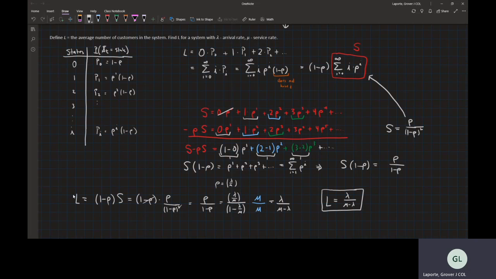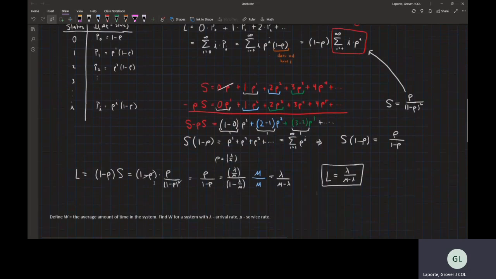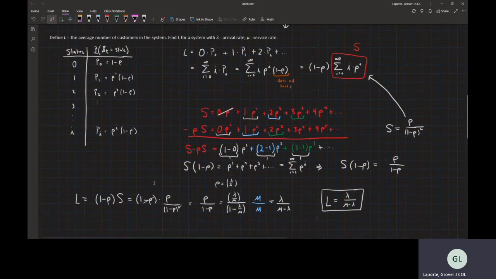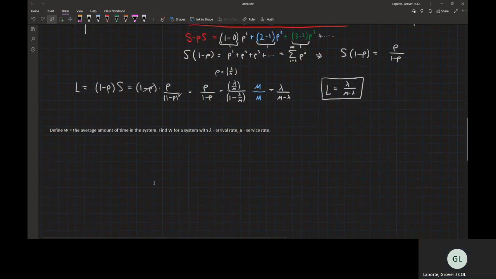Okay, so that's the thing that we want to observe there. If I know lambda and mu, then I can quickly tell you the average number of customers in a system for this M/M/1 that does not have a limit to the number of states that you can be in.